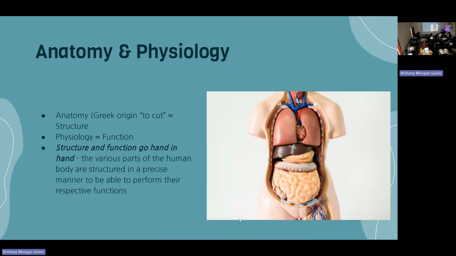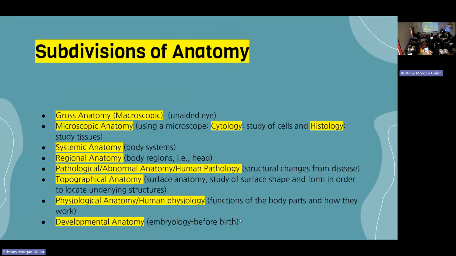All of this is word for word in the highlight. I was right. Here are your subdivisions of anatomy. Anatomy is a very broad science, so it's beneficial to break it down into subdivisions. You need to know these. Notice I highlighted them. It's important, right?